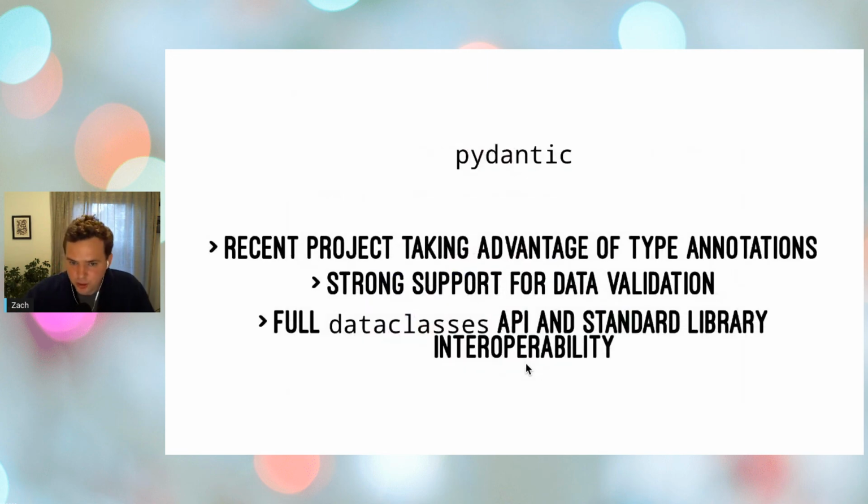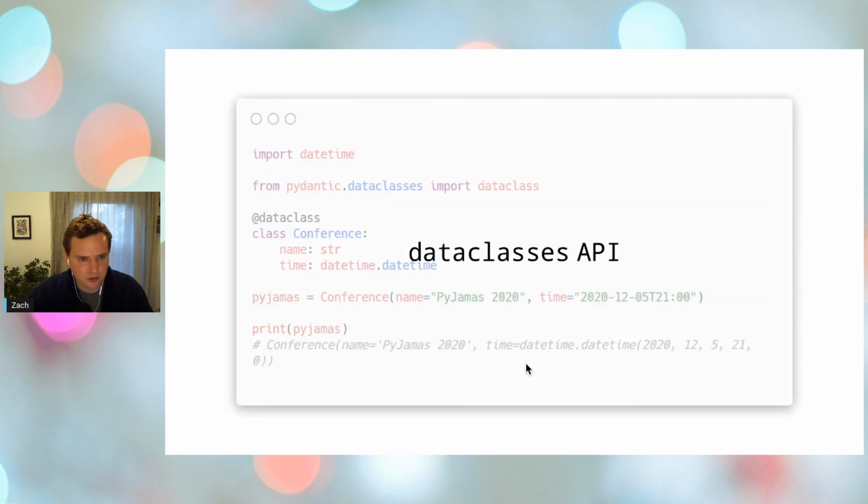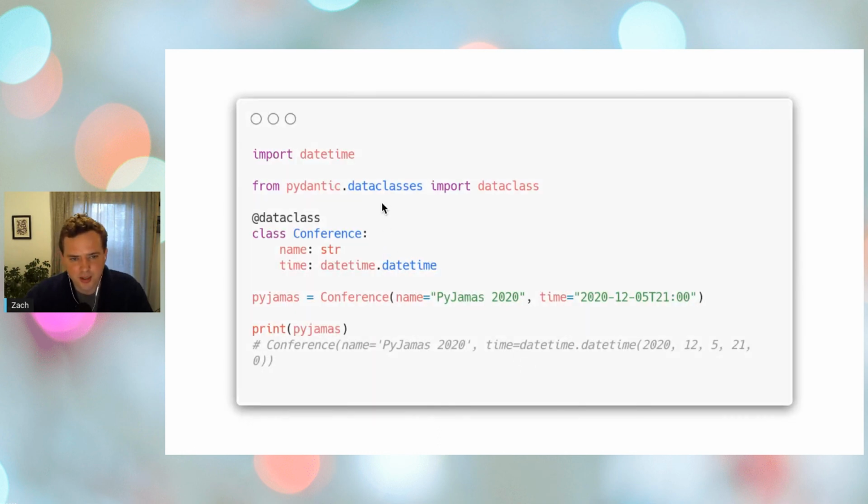So Pydantic is a recent project. It takes advantage of Python 3.6 type annotations as a first-class design citizen. It provides strong support for data validation, and it has a full data classes API that they emulated. So, I'll show this. Rather than importing from the dataclasses module, you can import dataclass from Pydantic and use that as your class decorator. And rather than creating a data class, you create a Pydantic class.